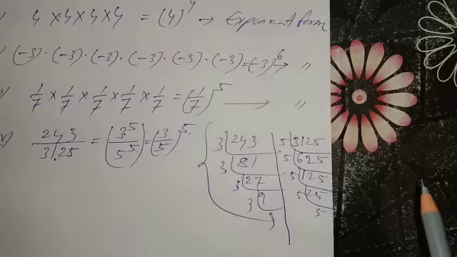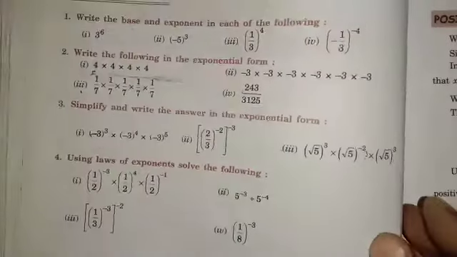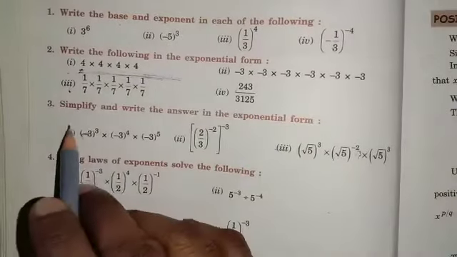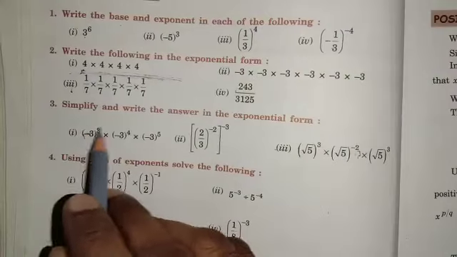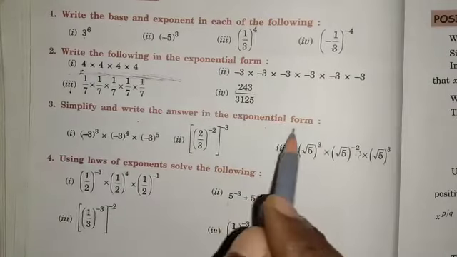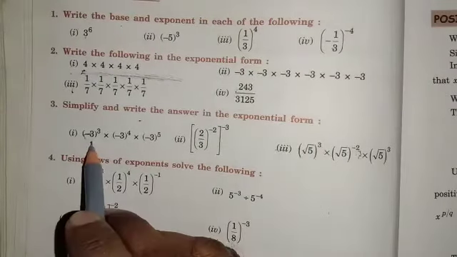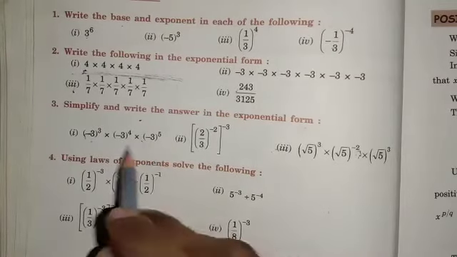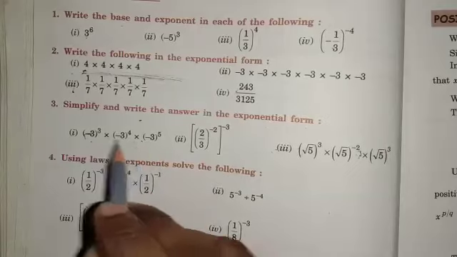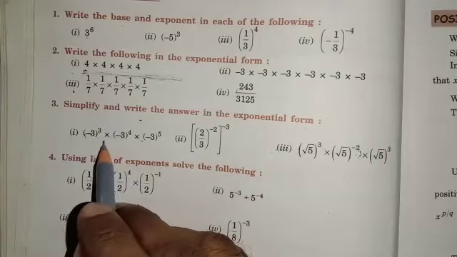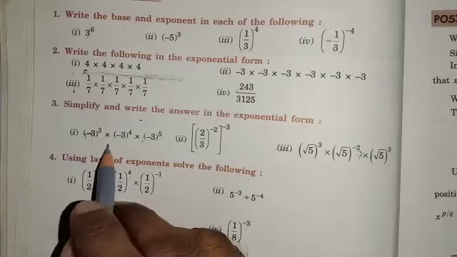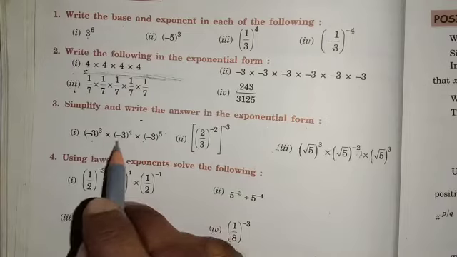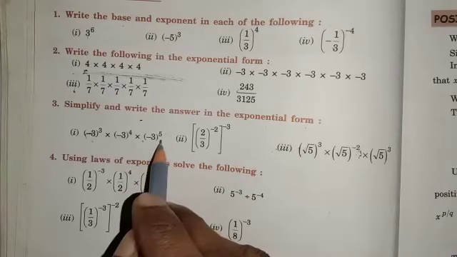Let us go number 3. See the question number 3. You have to simplify and you have to write the answer in the exponential form. Minus 3 whole cube, minus 3 whole to the 4, minus 3 whole to the 5. That means in this case all the base same, that is power you have to add. In case of multiplication in base same, power is added. Minus 3 whole to the power 3 plus 4 plus 5.